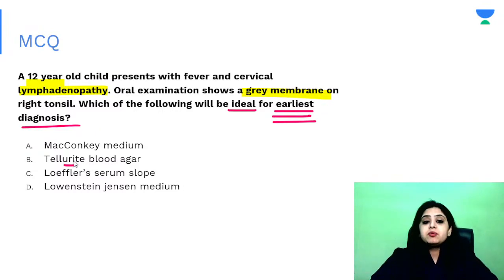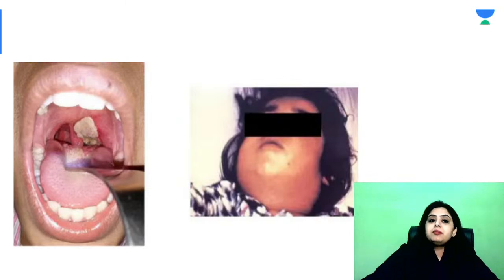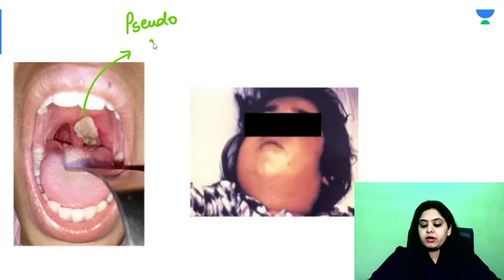There is a time constraint. Potassium tellurite agar, which all of you are marking, takes 48 hours for the diagnosis to come. I don't have 48 hours. I want an early diagnosis. For early diagnosis, we use Loeffler's serum slope. So have a look at it. What was I talking about? I was talking about a case of Corynebacterium diphtheriae. Corynebacterium diphtheriae means that first and foremost, there is going to be a pseudomembrane present. Point number one.